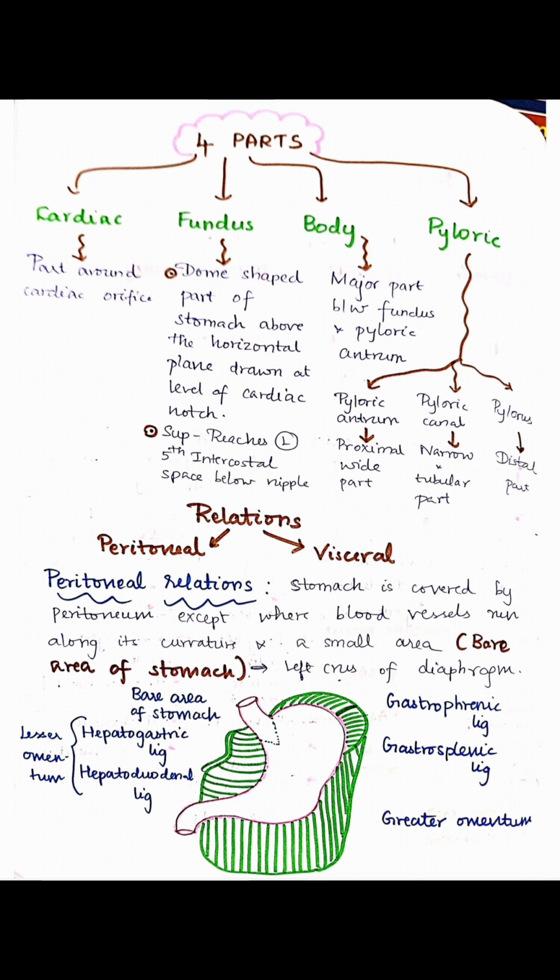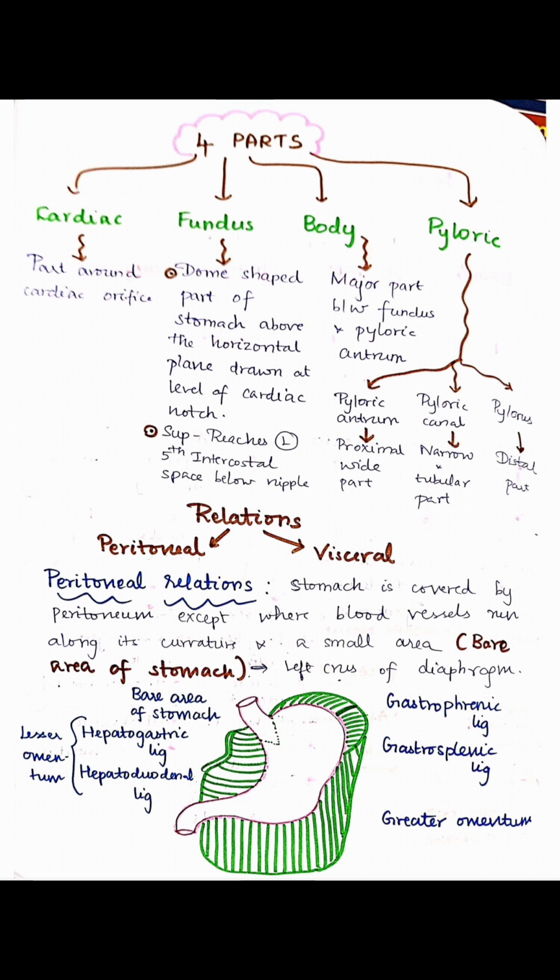The stomach has four parts: cardiac, fundus, body and pyloric. The cardiac part is the part present around the cardiac orifice, and the fundus is the dome-shaped part of the stomach above the horizontal plane drawn at the level of the cardiac notch. Superiorly it reaches the left fifth intercostal space below the nipple. So if there is any gastric pain, it will mimic angina pain. Then the body of the stomach is the major part between the fundus and the pyloric antrum.